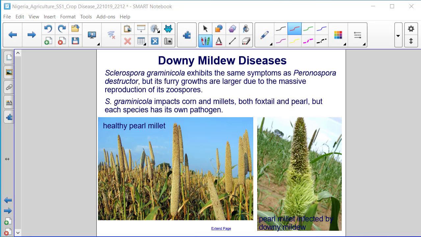Sclerospora graminicola exhibits the same symptoms as Peronospora destructor, but its furry growths are larger due to the massive reproduction of its zoospores. Sclerospora graminicola impacts corn and millets, both foxtail and pearl, but each species has its own pathogen.